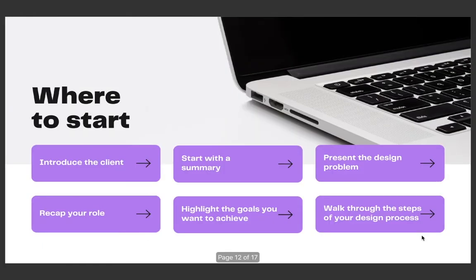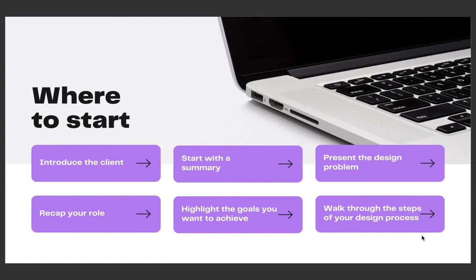So I just summarized the process, in summary, the things you need to have. Introduce the client. Who was the project for? Start with a summary of the project. This project covers this and this and that.